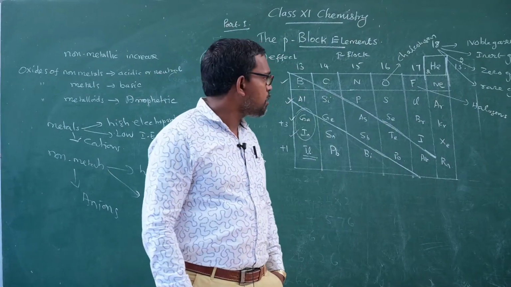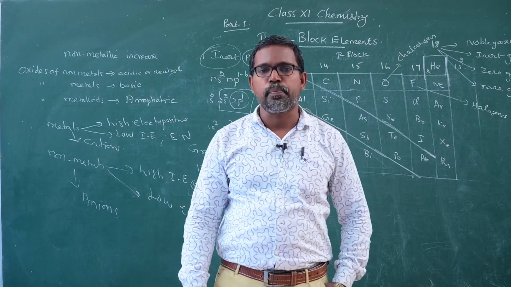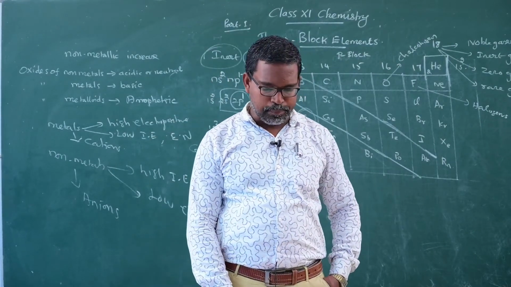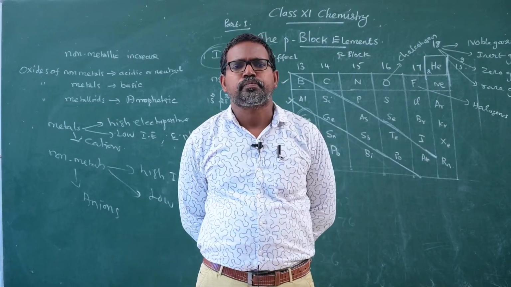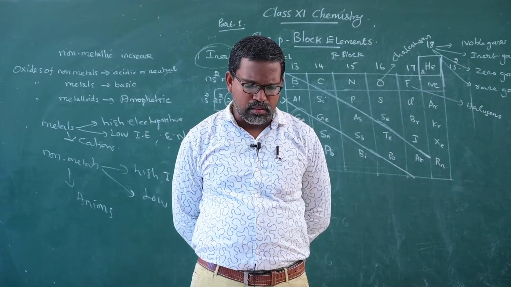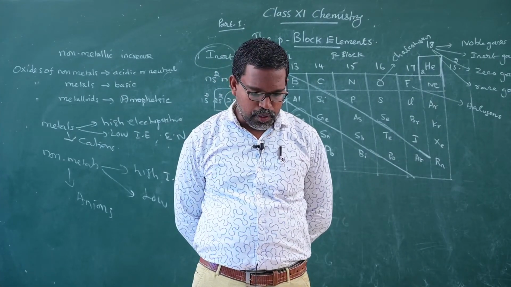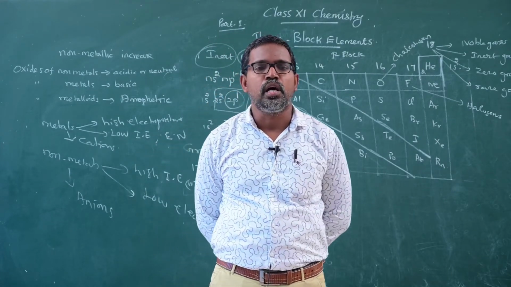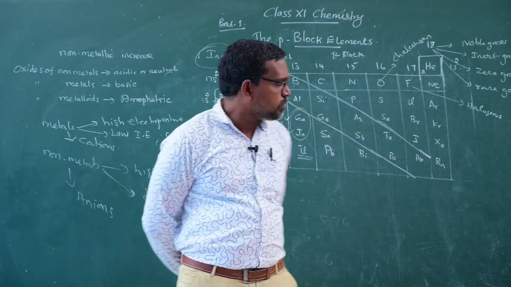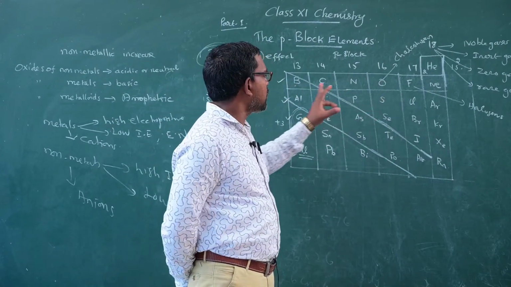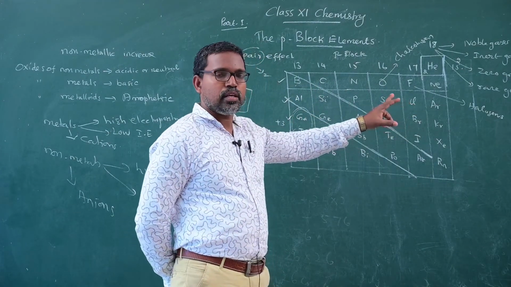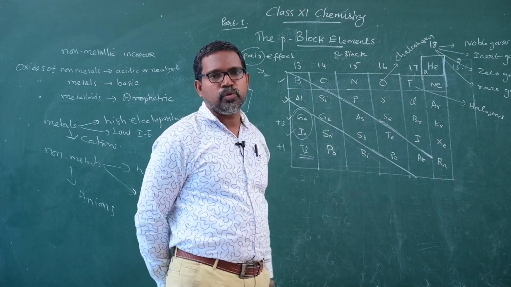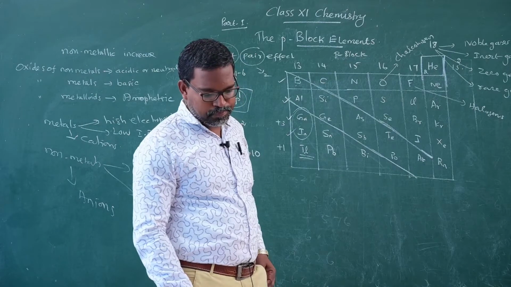Now, variation in physical properties. How do these properties vary in the group and the period? Normally, electronegativity, ionization enthalpy, and oxidizing property increase along the period. This is the first point. Electronegativity, ionization enthalpy, and oxidizing property increase as we move left to right in the periodic table.